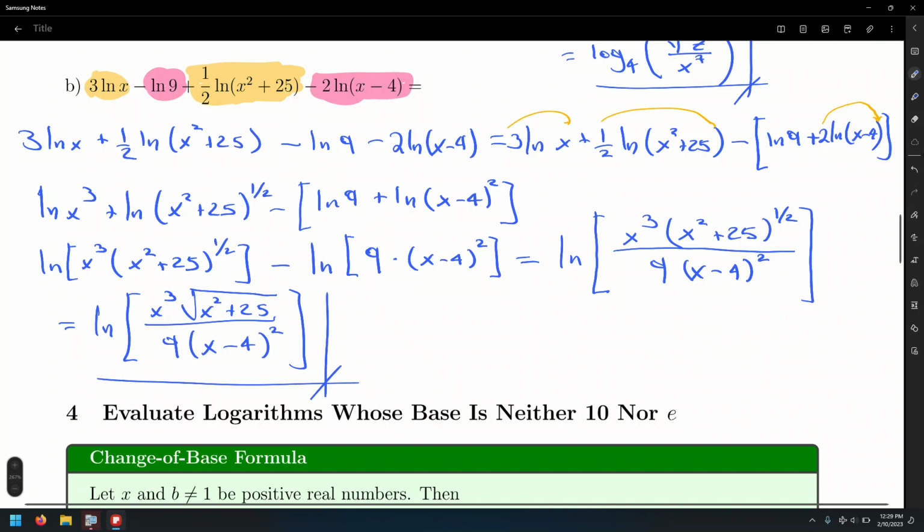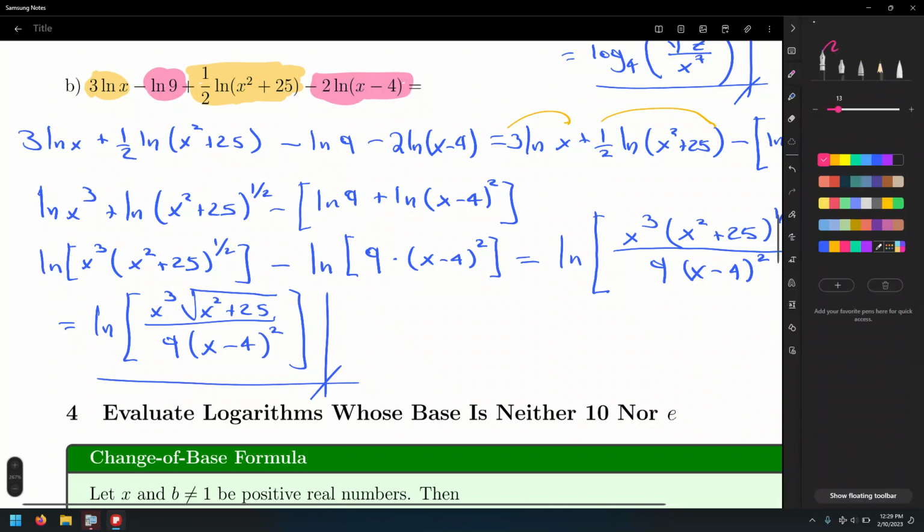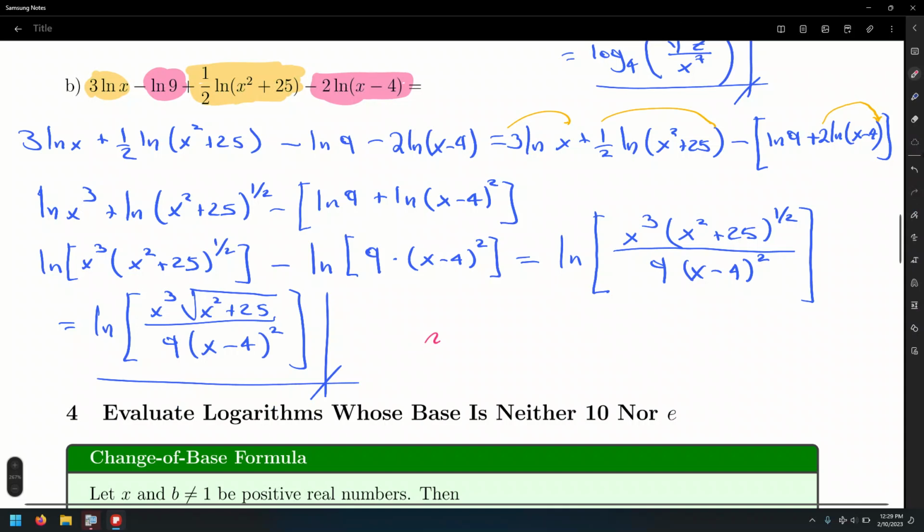And careful, because I think it would be worth talking about this: the square root of x squared plus 25. Is that the same as the square root of x squared plus the square root of 25, which is x plus 5?